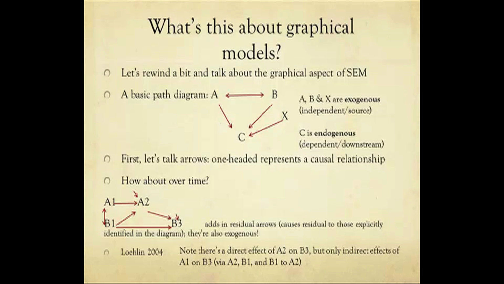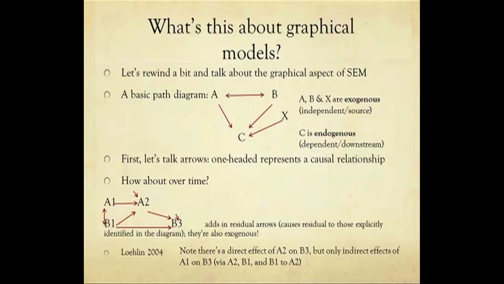In the first diagram, you can see we've got those variables A, B, and X. These are predicting, or have the arrows leading to, C, our downstream variable. A, B, and X can be referred to as exogenous: they're independent, they're source variables, they're upstream variables. C, what we're trying to predict, our outcome of interest, is our endogenous variable. It's a dependent variable, it's downstream. We use a lot of different names for the same thing in this field.